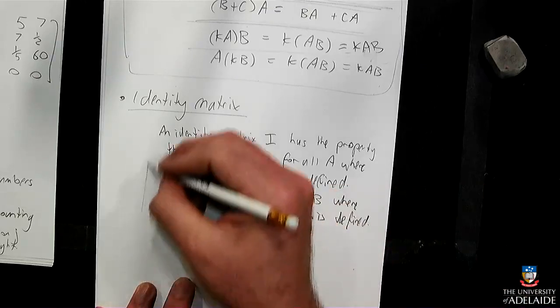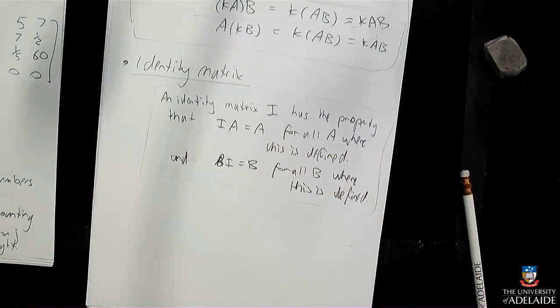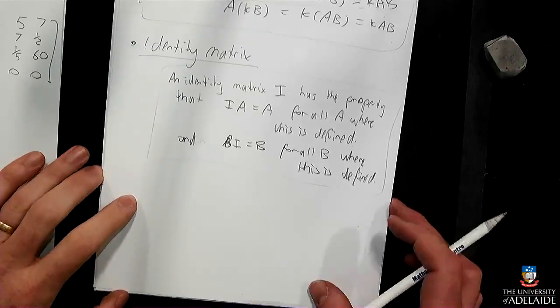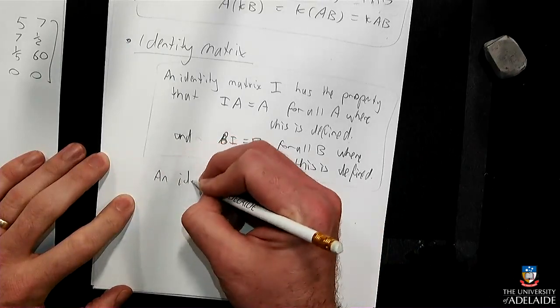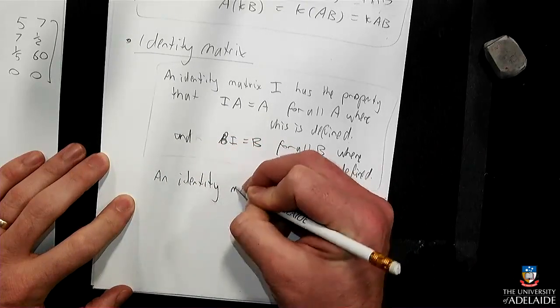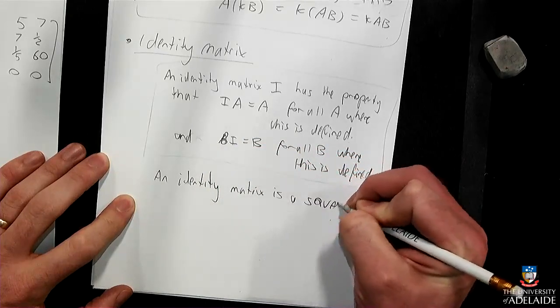So that's sort of what the identity matrix is. That's what it's designed to do. It's designed to, when you multiply it by other matrices, not change the answer. And it turns out the only way to achieve that is to have something that has ones down the diagonal and zeros everywhere else. So it's a square matrix.